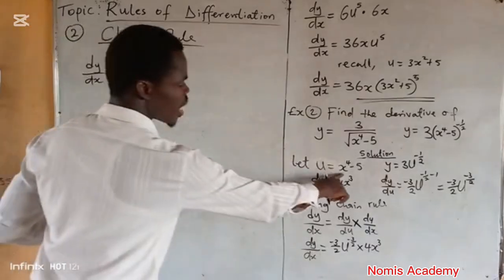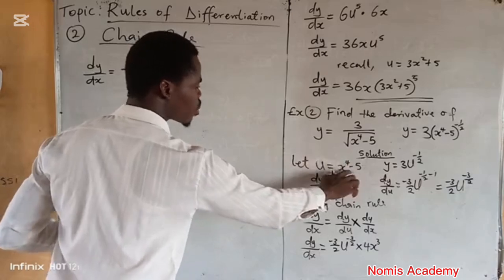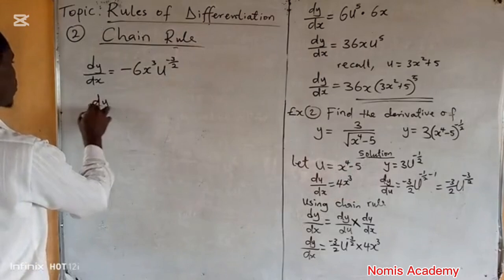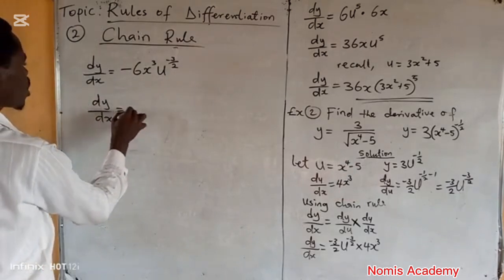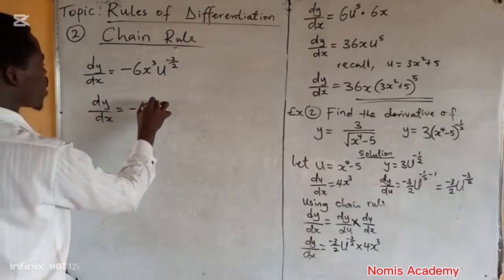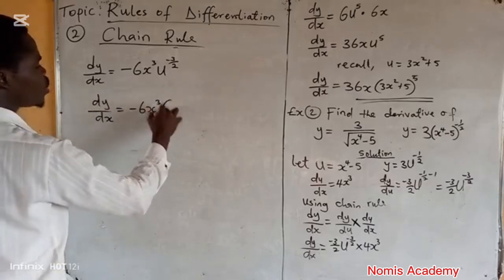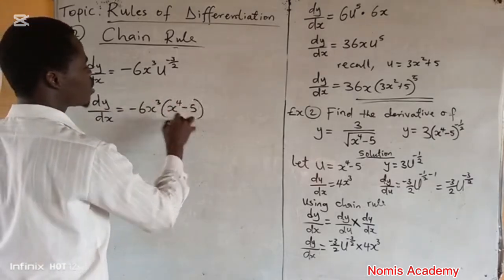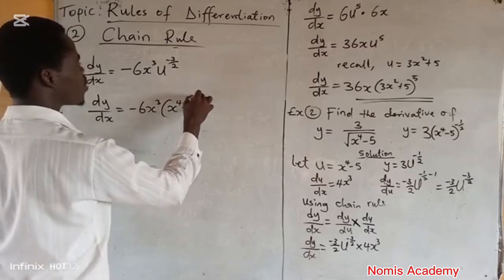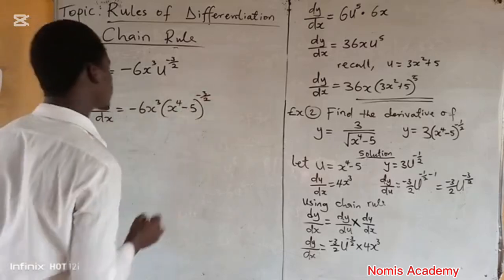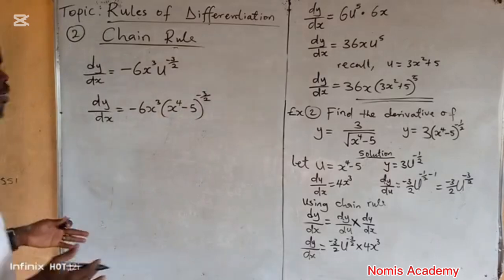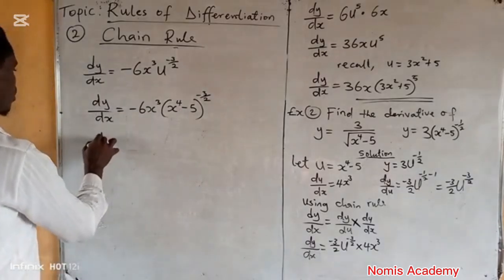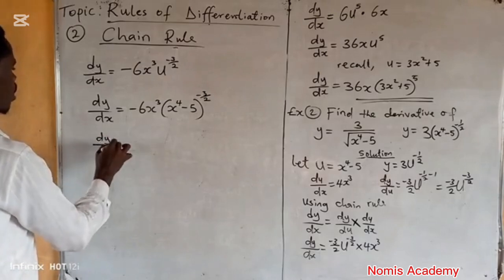Now recall we said u is equal to x raised to the power of 4 minus 5. So we are going to substitute this in the derivative. So that will be dy over dx equal to minus 6x raised to the power of 3, and then our u is x raised to the power of 4 minus 5, raised to the power of minus 3 over 2.